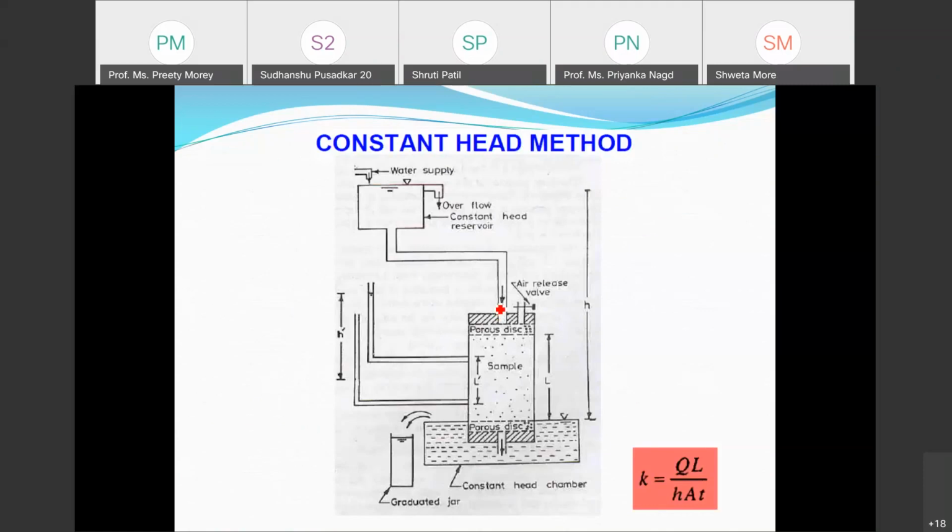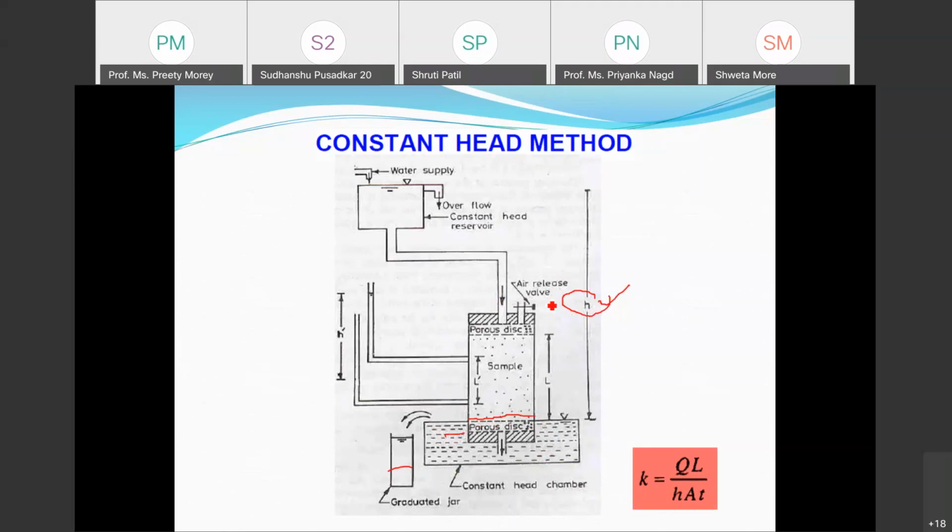Now I briefly show you figures and the corresponding equations used for finding out the coefficient of permeability. In the constant head method, as the name itself suggests, the head applied on the soil mass to allow the water to flow through the soil is kept constant. How? See here, this is the head of water above the exit point. This is the exit point, so this much is the head which causes the flow. Now I want to make this constant.